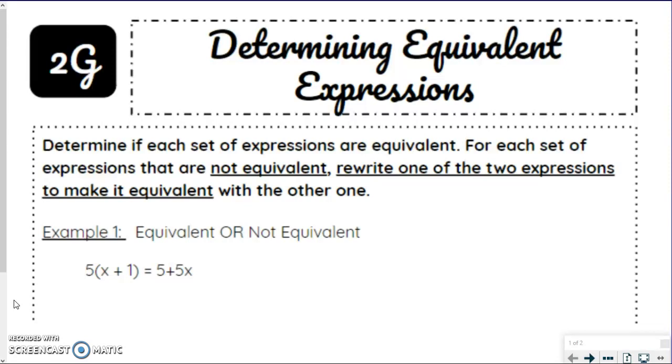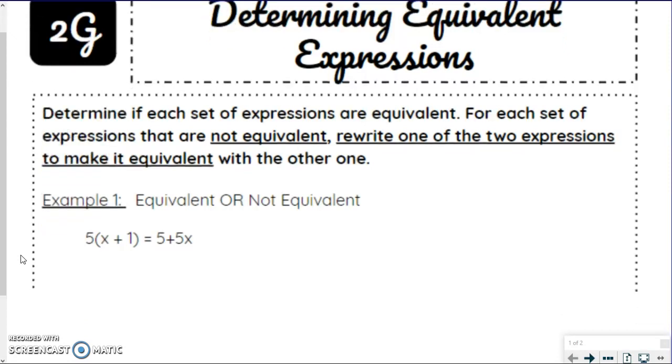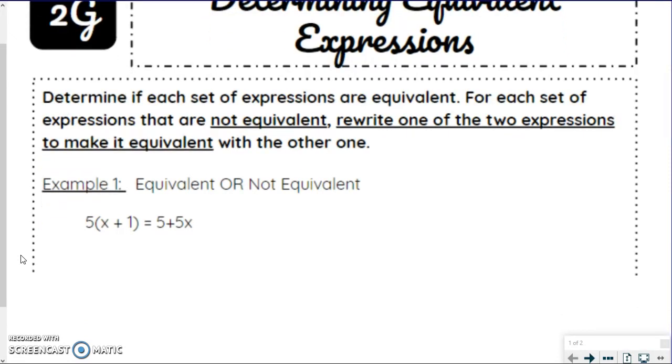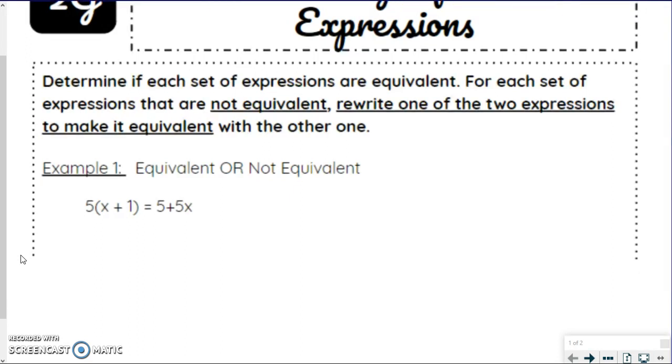Now you might be wondering, didn't we already kind of prove this last time? Well, we did, but we were using substitution. This time we're going to use our properties and combining like terms to show whether it's equivalent or not. Not that we couldn't use substitution too, but really that takes a little bit longer in my opinion. So let's look at this first one.